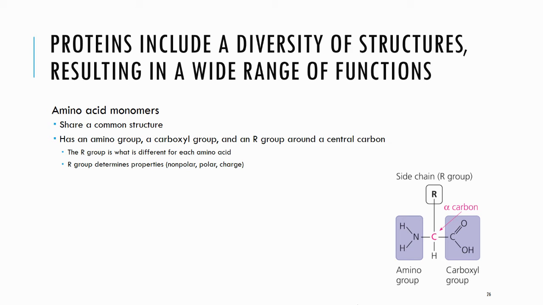The monomer of proteins is called an amino acid, and they all share a common structure. They have an amino group, which is that part containing nitrogen, a carboxyl group, which is the COOH, and an R group that are all around an essential carbon. The R group or side chain is different for each amino acid, and whatever the R group is determines that specific amino acid's properties. So whether it's polar, nonpolar, has a charge, is hydrophilic or hydrophobic.